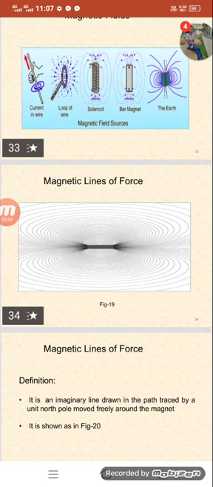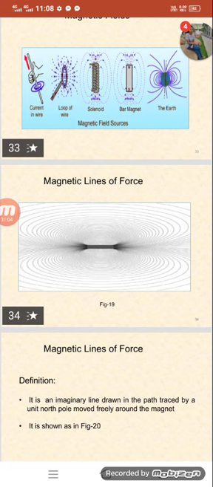Okay, what I'm saying here is, suppose we are going to move the unit north pole around the magnet. Whatever the path is which is traced by the imaginary line, that imaginary line path is going to be represented as lines of force, indicating some path.